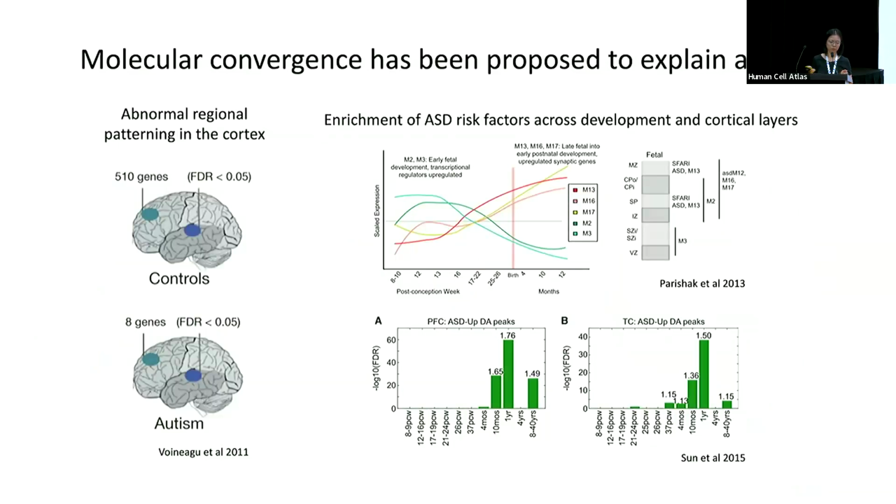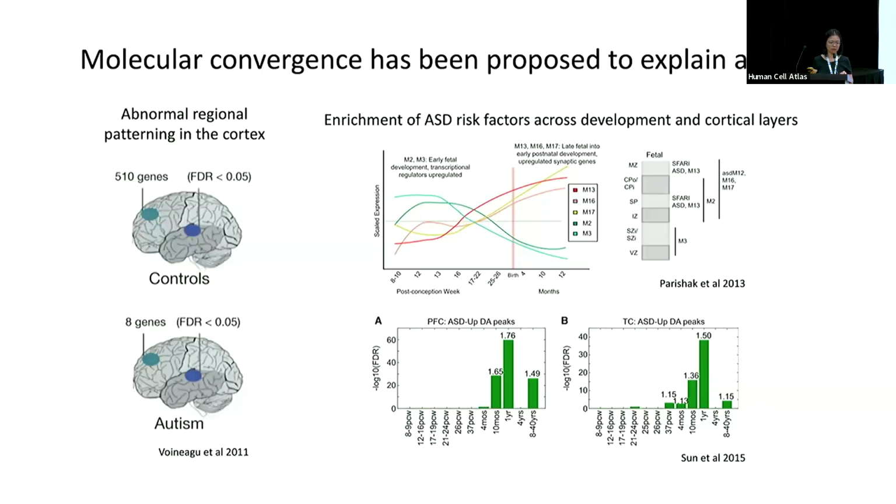So in general, the field has been trying to propose several hypotheses to understand the mechanisms underlying autism. And one that has been proposed is what we call molecular convergence, in which the genes involved in autism may perhaps participate in common pathways that are shared across different patients. And there is multiple evidence that points towards this hypothesis.